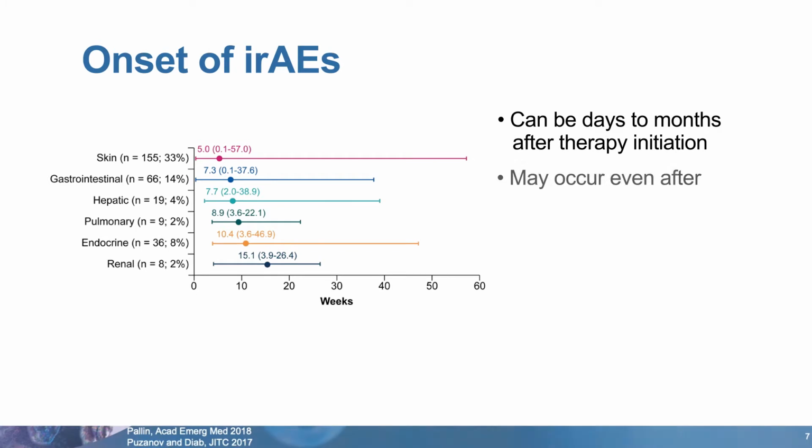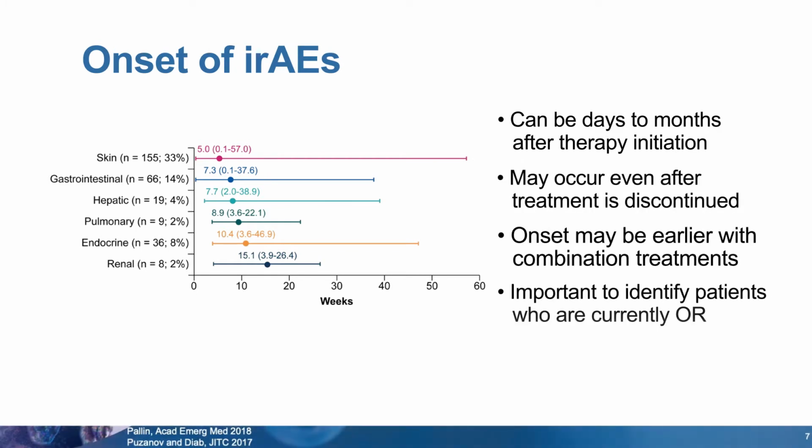We also see GI side effects, with a median time of about 7 weeks. Hepatic dysfunction is also at about 7 to 8 weeks. Then pulmonary, endocrine, and renal. There are other side effects that do happen that I will not be covering here. There are some important ones, like myocarditis, that I will not be covering. I'm going to talk about the more common ones today.